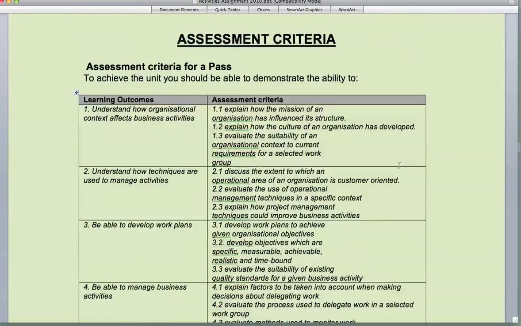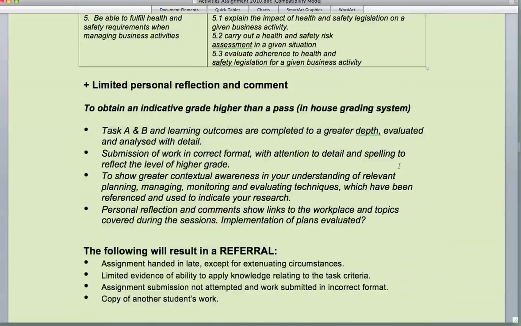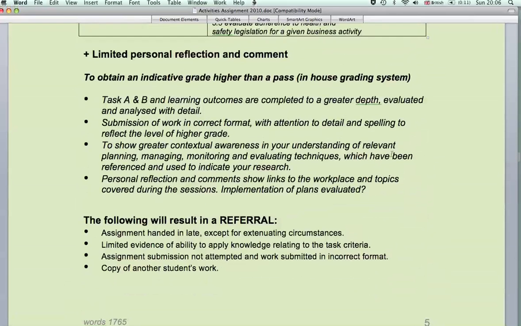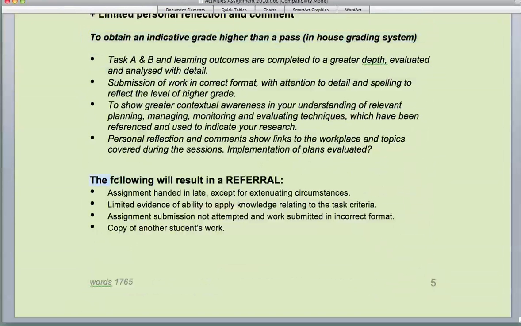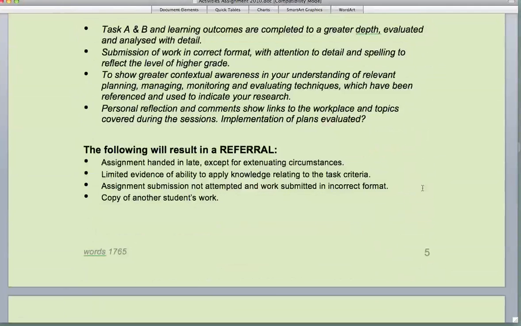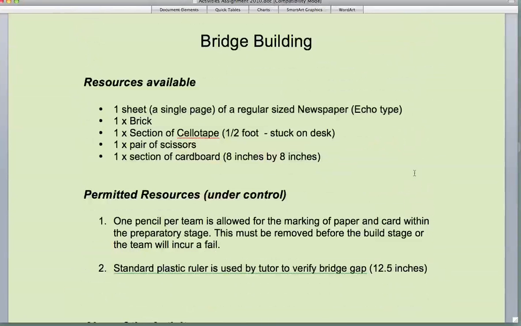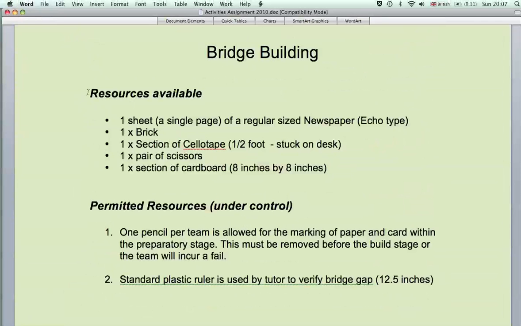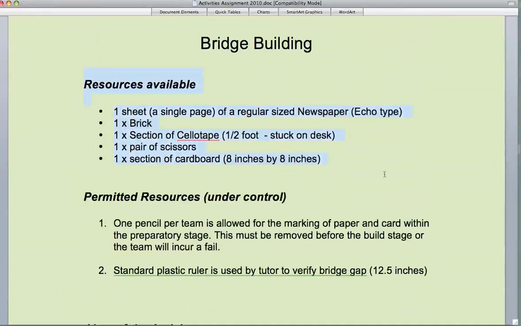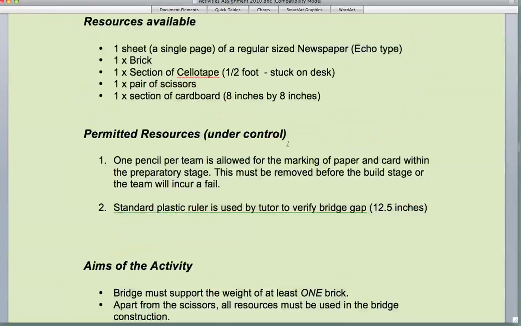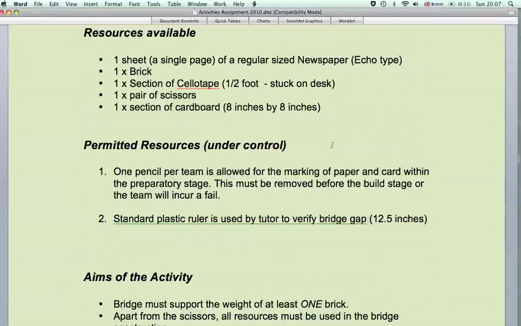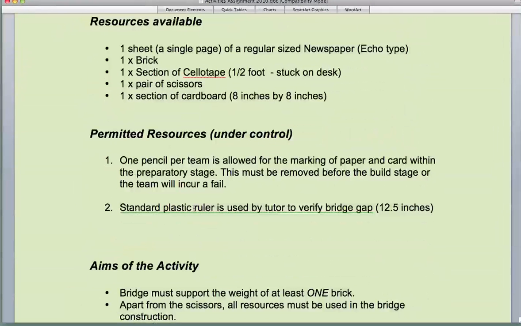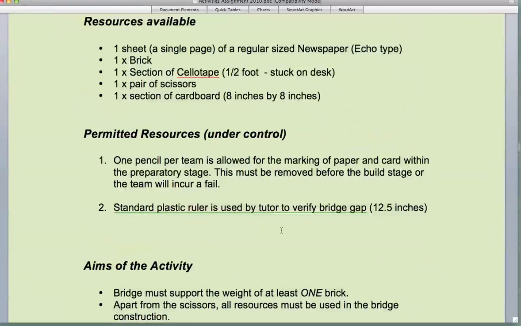Here we have the assessment criteria, which is mapped on page 2, and your indicative grading here, which I'm going to highlight now, and the referral element, which I will highlight now, which you need to look at, quite important. And the resources, which all people get, which are very strictly these ones here, and the permitted resources used within a controlled environment. You can use a pencil to mark the paper in the card that is taken away before any sort of building takes place. And there's a standard plastic ruler which I use to verify the gap, which you can just ask for and request at any point.